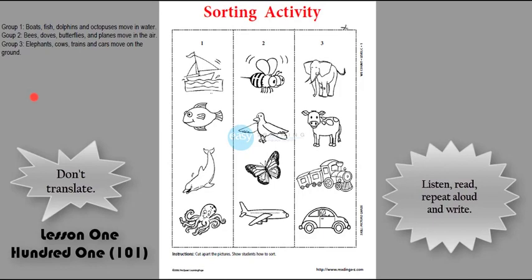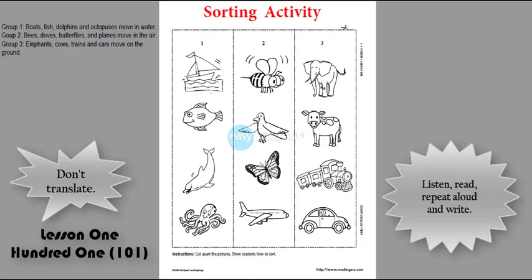Here are the sentences. Group 1. Boats, fish, dolphins, and octopuses move in water. Group 2. Bees, doves, butterflies, and planes move in the air. And group 3. Elephants, cows, trains, and cars move on the ground.